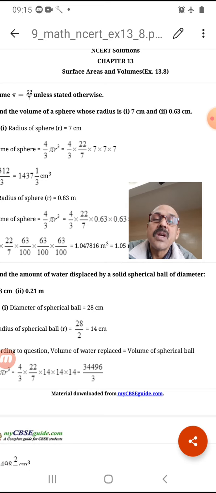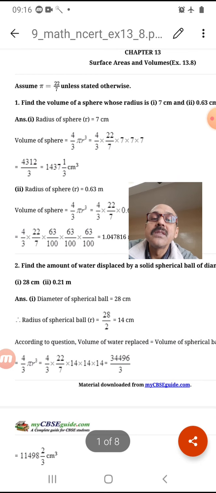So, what is the surface area of the sphere? We know the total surface area and curved surface area of a sphere are the same, and that is 4 pi r square. R is the radius of the sphere, and volume of the sphere is 4 by 3 pi r cube. And volume of the hemisphere, that is half of the sphere, is 2 by 3 pi r cube. So let's start. First question.